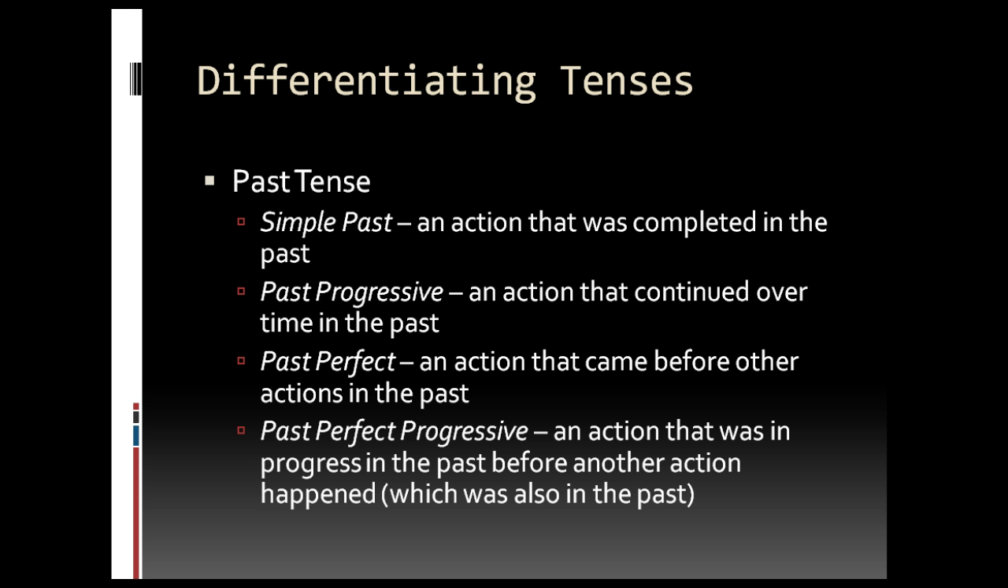The past perfect progressive is an action that was in progress in the past before another action happened, which was also in the past. In other words, the progressive always leads up to a point where it stops. So the past progressive is going to lead up to the point where the progressive stops and something else takes place. When that happens, it could be simple past or it could be some other version of a tense. Past perfect is going to happen before the simple past too. It stopped, simple past began.